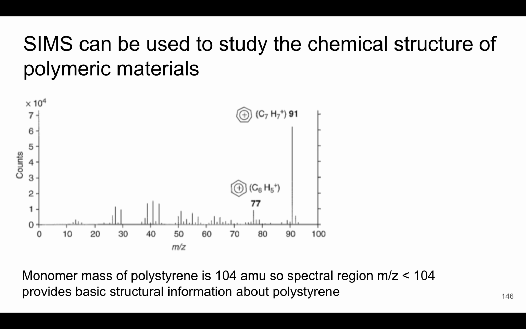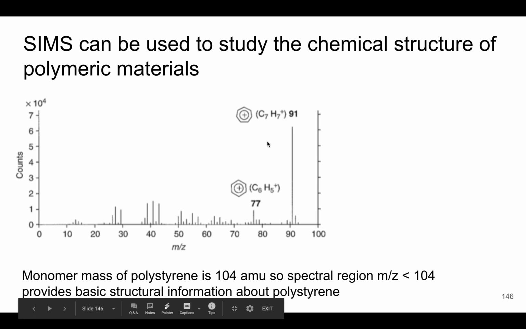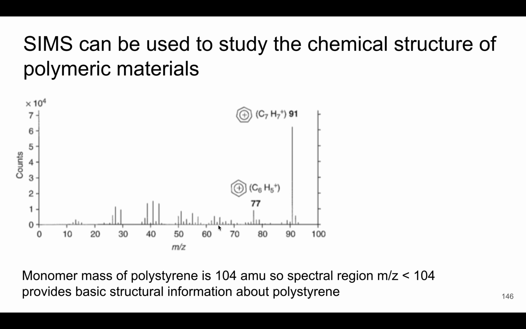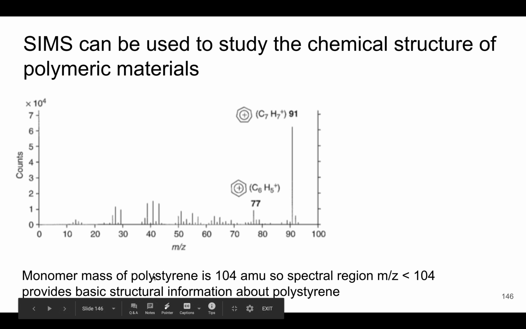But the advantage is, even though it's more complex, it does allow us to study the chemical structure of polymeric materials, right? So we can look at different functional groups and different fragmentations. And so when we look at the relatively low regions, we can get different information. So again, this is polystyrene. It has a monomer mass of 104. And so anything less than 104 gives us basic structural information about the monomer.